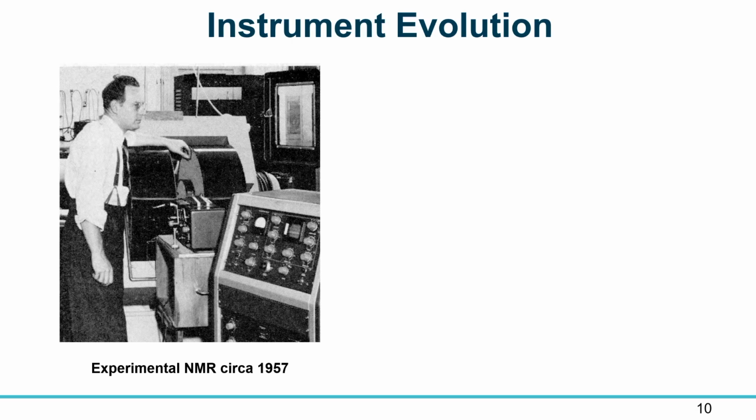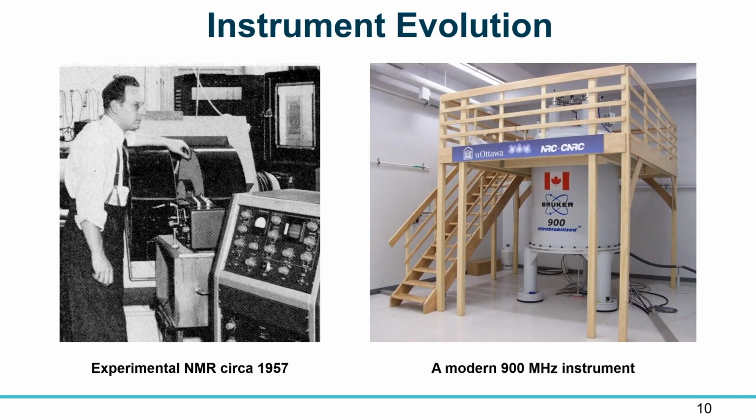Shown on the left is a photograph of an NMR spectrometer from the year 1957 with its operator. Shown on the right is a photograph of a very modern 900 MHz NMR instrument located at the University of Ottawa. Notice this instrument is so large that stairs and a platform are built to allow the operator to reach the sample port at the top.